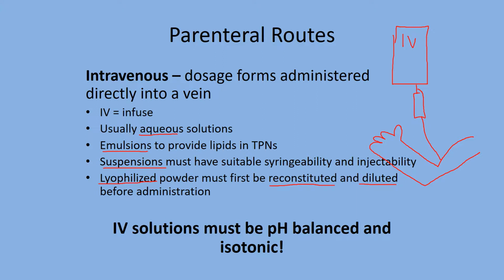IVs must be pH balanced and isotonic. The pH of blood is 7.4, so it's just a little bit basic. Isotonic means kind of balanced with the amount of stuff. There are blood cells, salt, proteins, and sugars in your blood, so the solution you enter into your blood must be about the same. For blood, that number is 300 milliosmoles. So just remember the number 300.